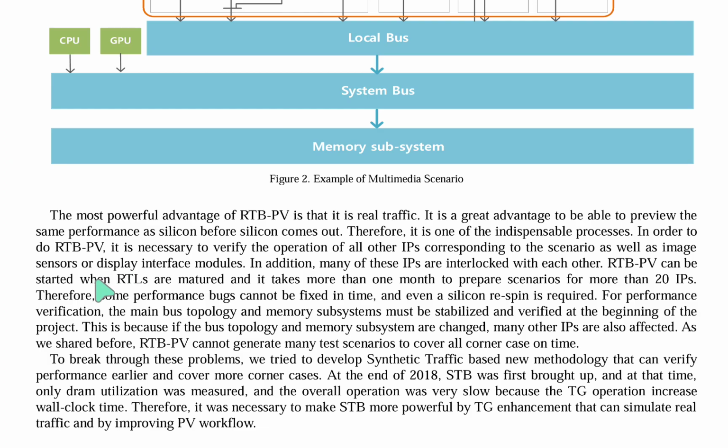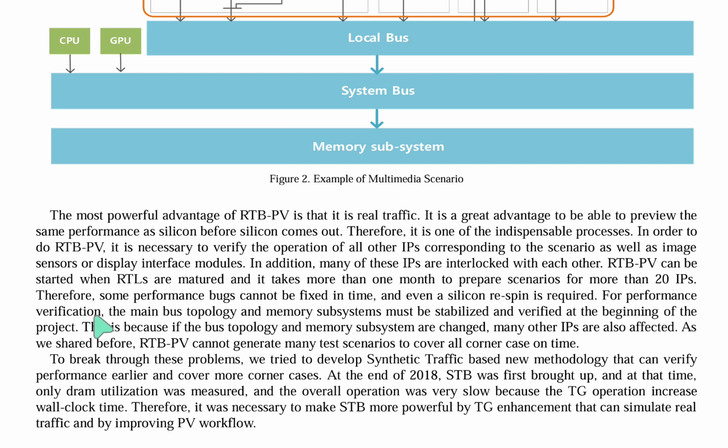So the RTB-PV can be started when RTLs mature, and it takes more than 1 month to prepare the scenarios for more than 20 IPs. Therefore, some performance bugs cannot be fixed in time. So even a silicon respin is required.